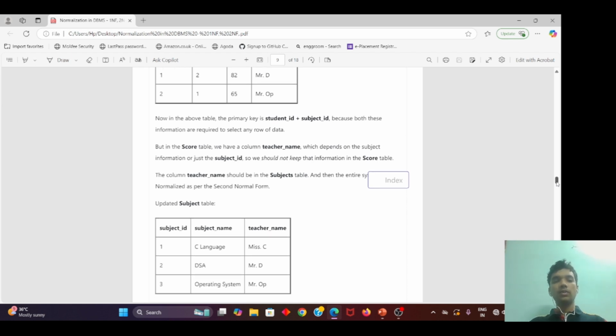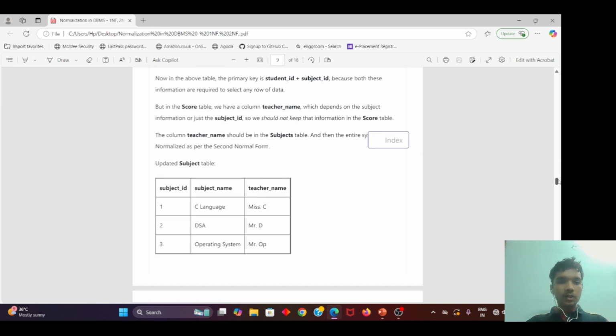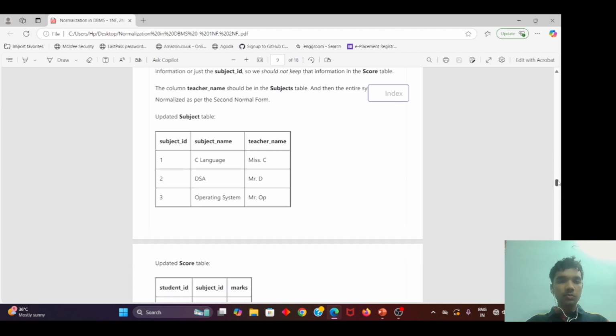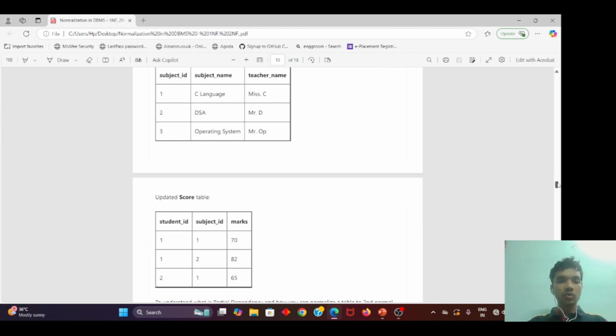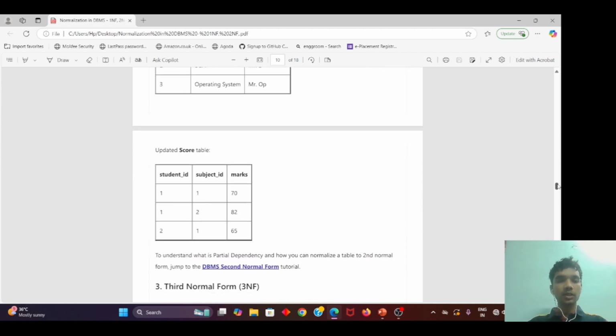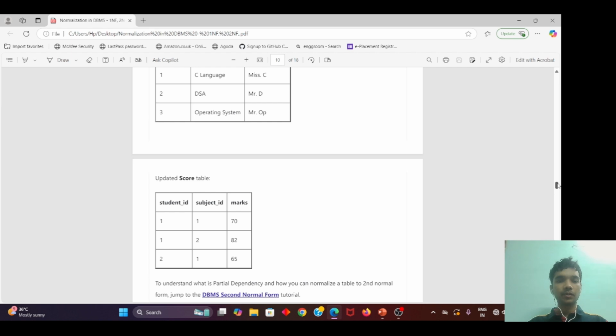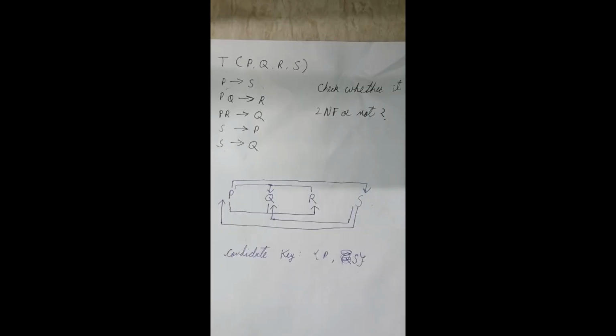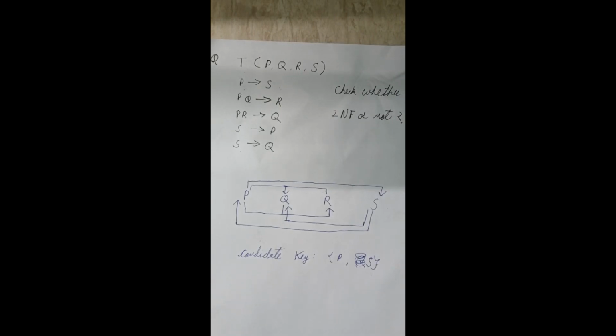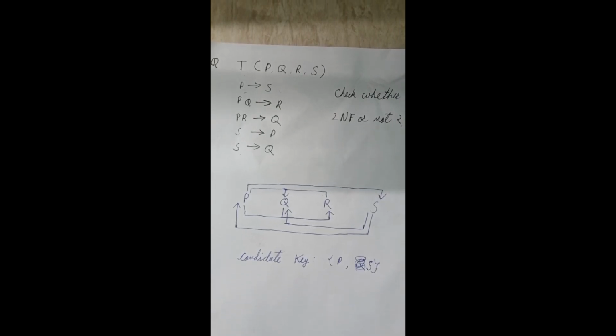So we have to normalize it and convert it into second normal form. To do this, we will update the subject table, and the subject table will look like this: subject ID, subject name, and teacher name. And the score table will look like this: student ID, subject ID, and marks. Now let's understand with an example.